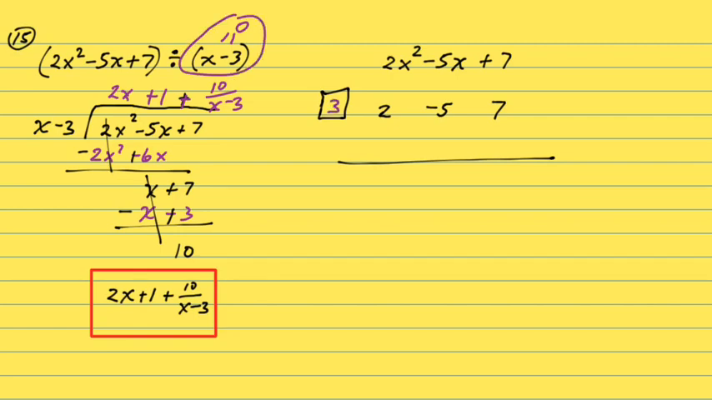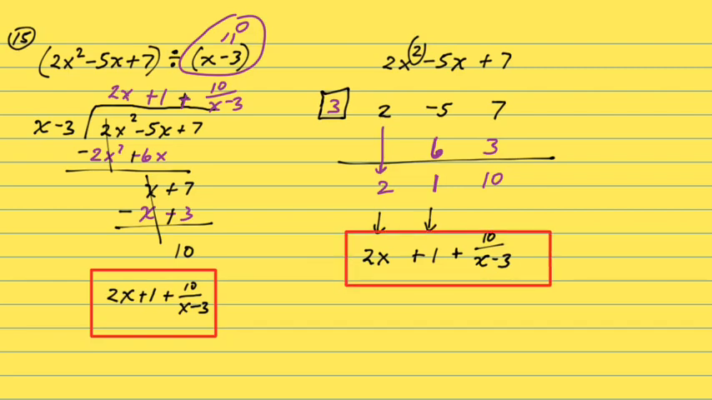The process is you bring the first number down, so you get a 2. Then multiply. 3 times 2 is 6. You put it here and add 1. Then multiply. 3 times 1 is 3. Put it here and add. So this means 2x to the 1 less power, so it would be 2x to the first, plus 1, plus your remainder over your divisor. So hopefully I got the same answer doing it long division or synthetic division.